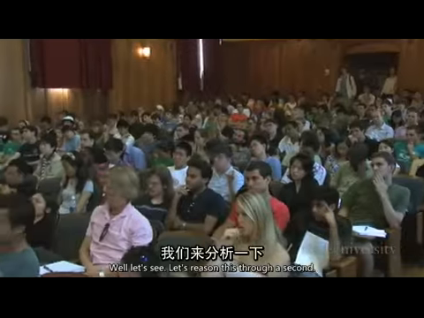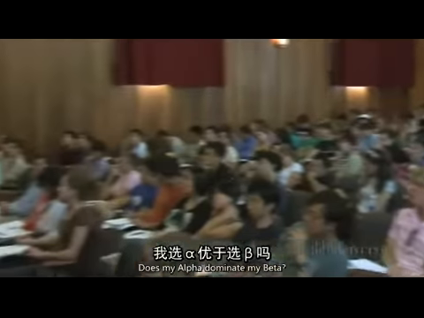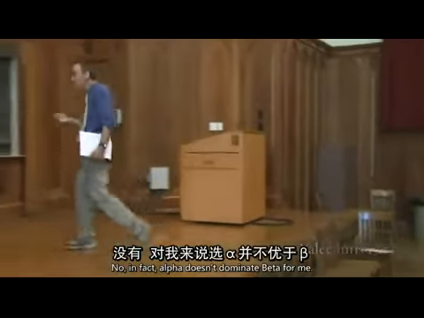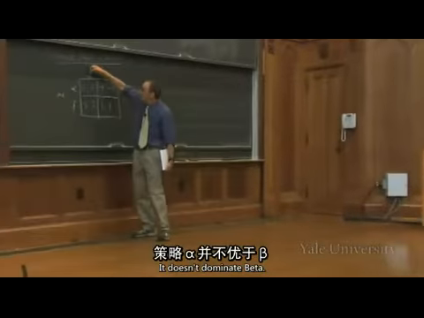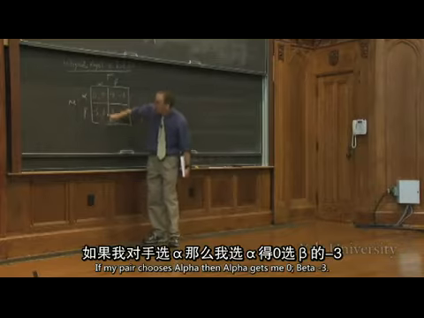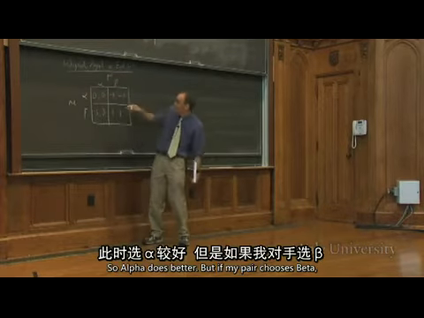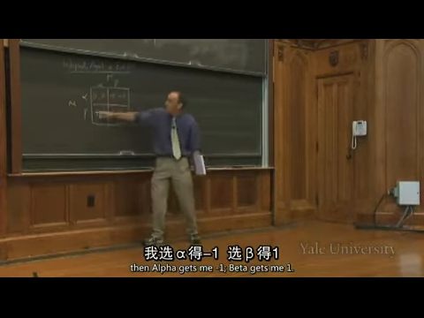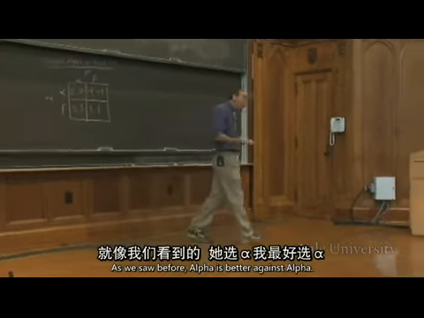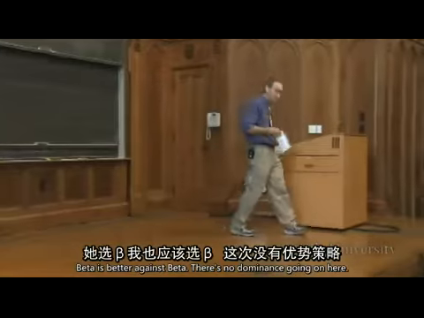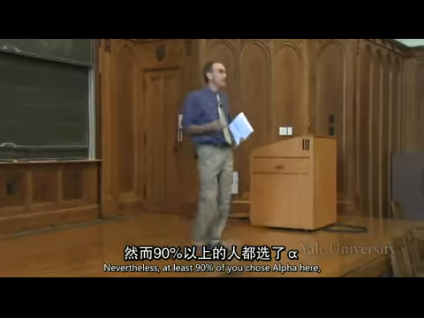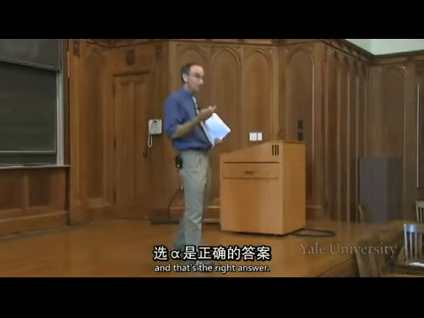Well, let's reason this through a second. Does my alpha dominate my beta? No, in fact, alpha doesn't dominate beta for me. If my pair chooses alpha, then alpha gets me 0, beta minus 3, so alpha does better. But if my pair chooses beta, then alpha gets me minus 1, beta gets me 1. In this case, beta is better. So once again, alpha is better against alpha, beta is better against beta. There's no dominance going on here. Nevertheless, at least 90% of you chose alpha here, and that's the right answer.